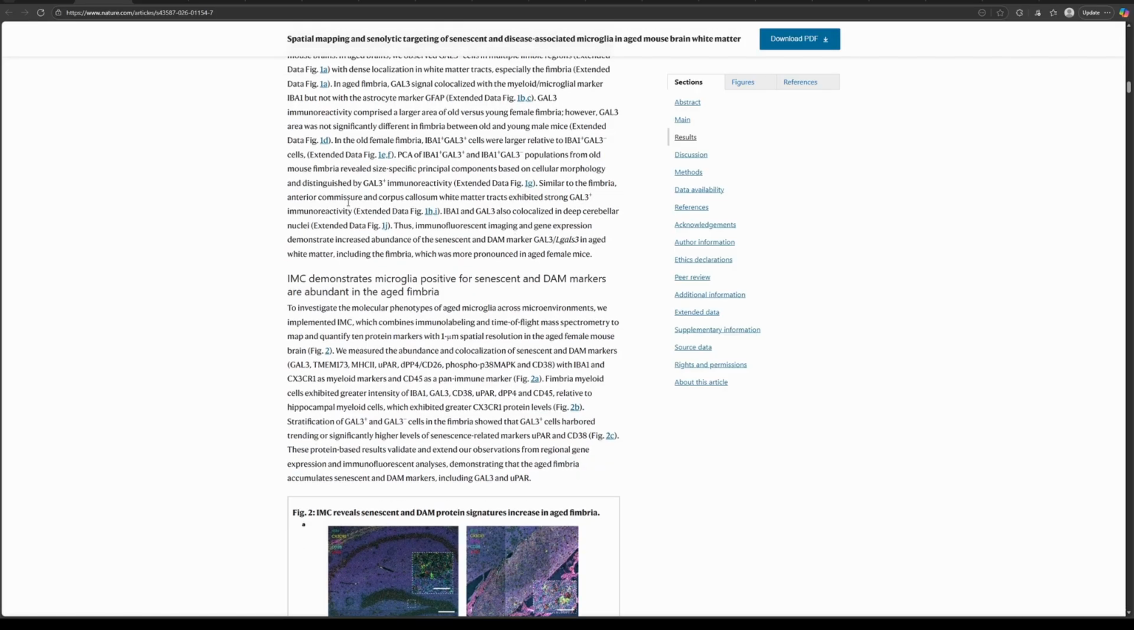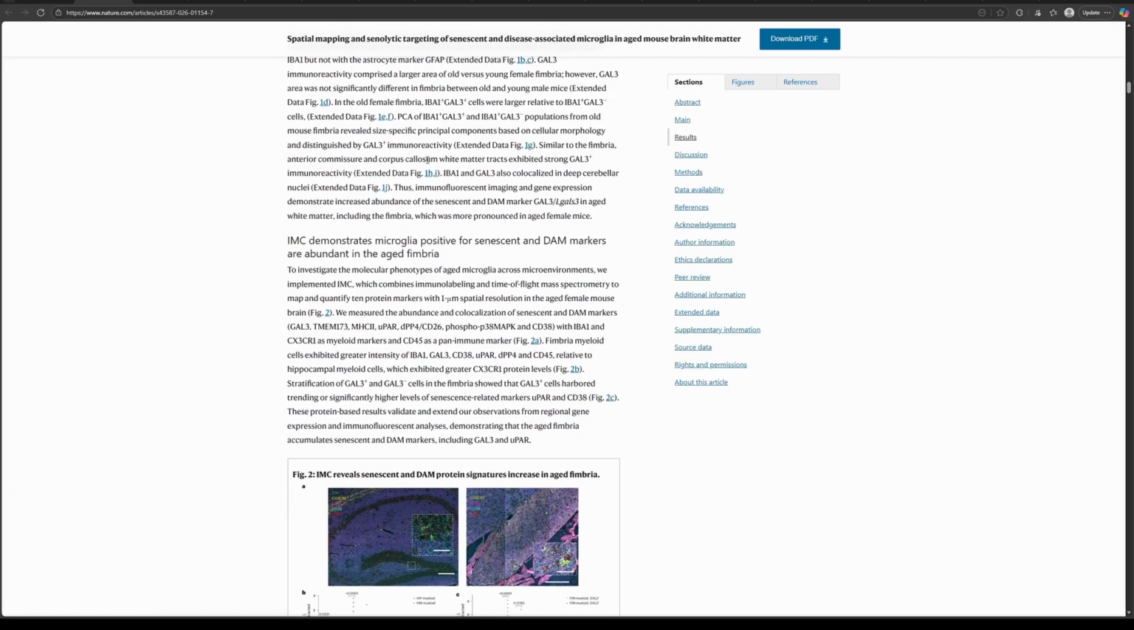Similar to the fimbria, anterior commissure and corpus callosum white matter tracts exhibited strong Gal3 plus immunoreactivity. EBA1 and Gal3 also colocalized in deep cerebellar nuclei. So these are next to each other, or expressed with one another. Basically everywhere that they found in the study, or that they looked at in the study.